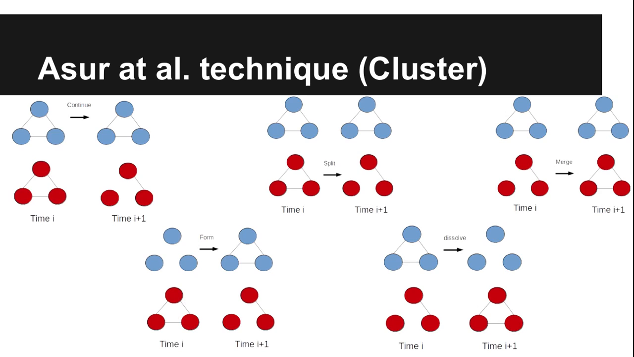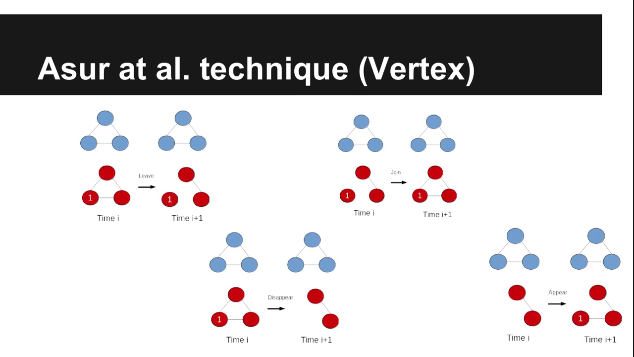In this slide I bring some examples of the metrics to show that they are very intuitive. For vertex, Azure proposed 4 metrics: leave, join, disappear, and appear. They are very intuitive too, and it is explained in the report, and of course in the original paper.